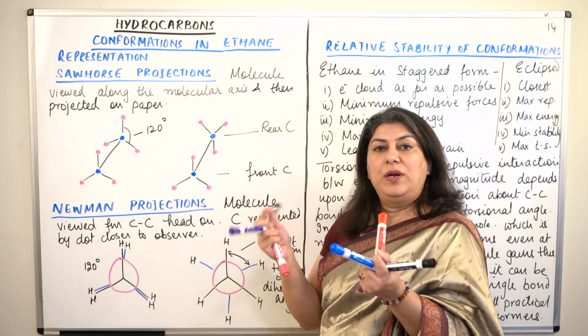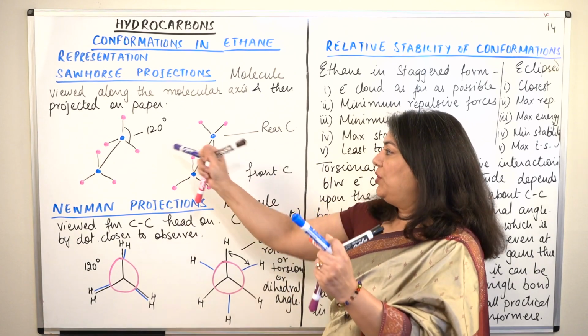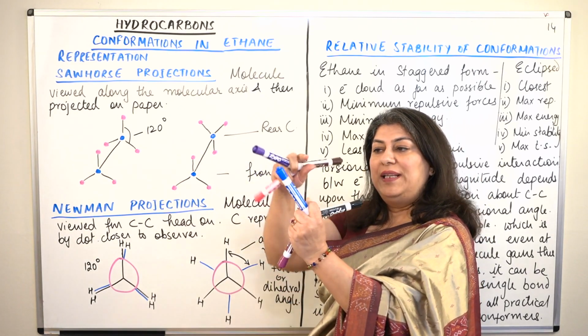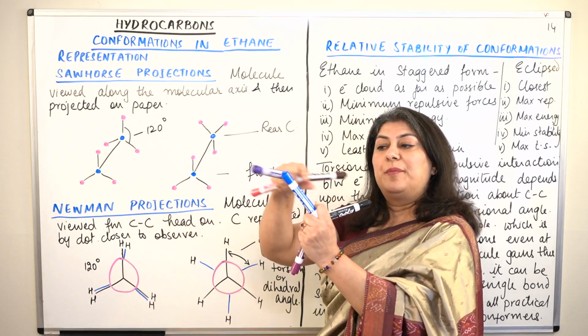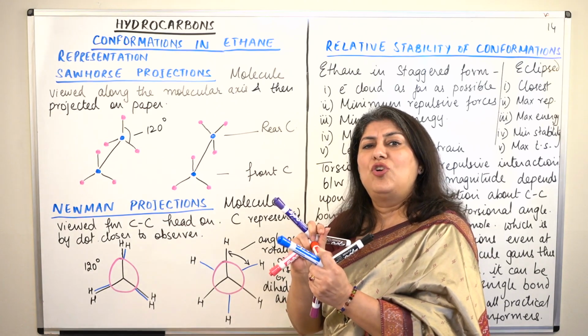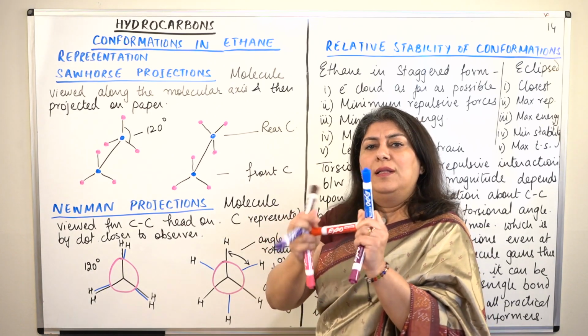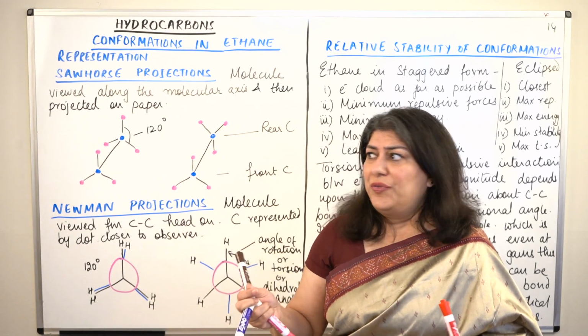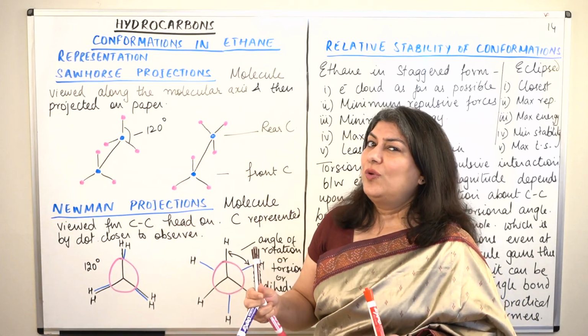This carbon-carbon bond is actually not important. Even when I'm showing you these Sawhorse projections, what I'm asking you to focus on is only the angles between the carbons and the hydrogens. The carbon-carbon bond is not important because that allows a complete rotation around itself. So really showing this is not so important.